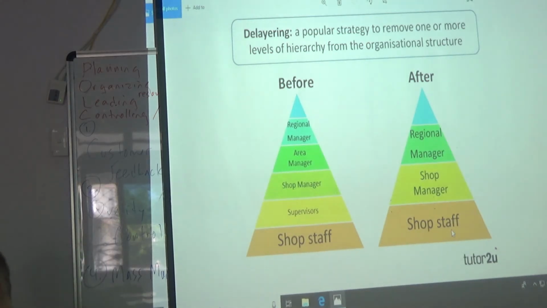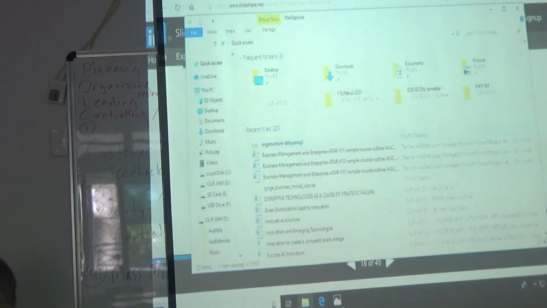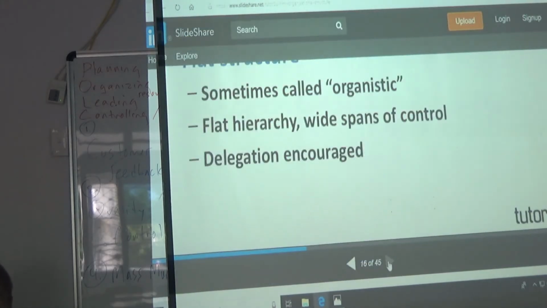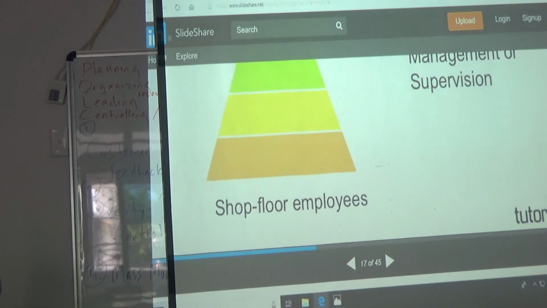So now let's look at the video or the slideshow for a bit, just to compare some of the pluses and minuses of these tall and flat structures.